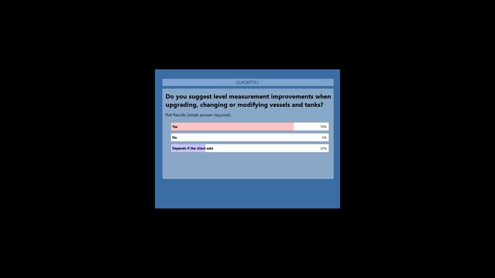Yeah, that's it. The reason I put this one in, I didn't think anyone would put no, but it's good that people do consider that, and they do sort of enlighten their clients or the operators who ask for the upgrades. But it depends if the client asks. For me, you shouldn't really be prompted to be giving that information. If you know of a better way of doing things, it's your duty of care, if you like, to give that information out freely.